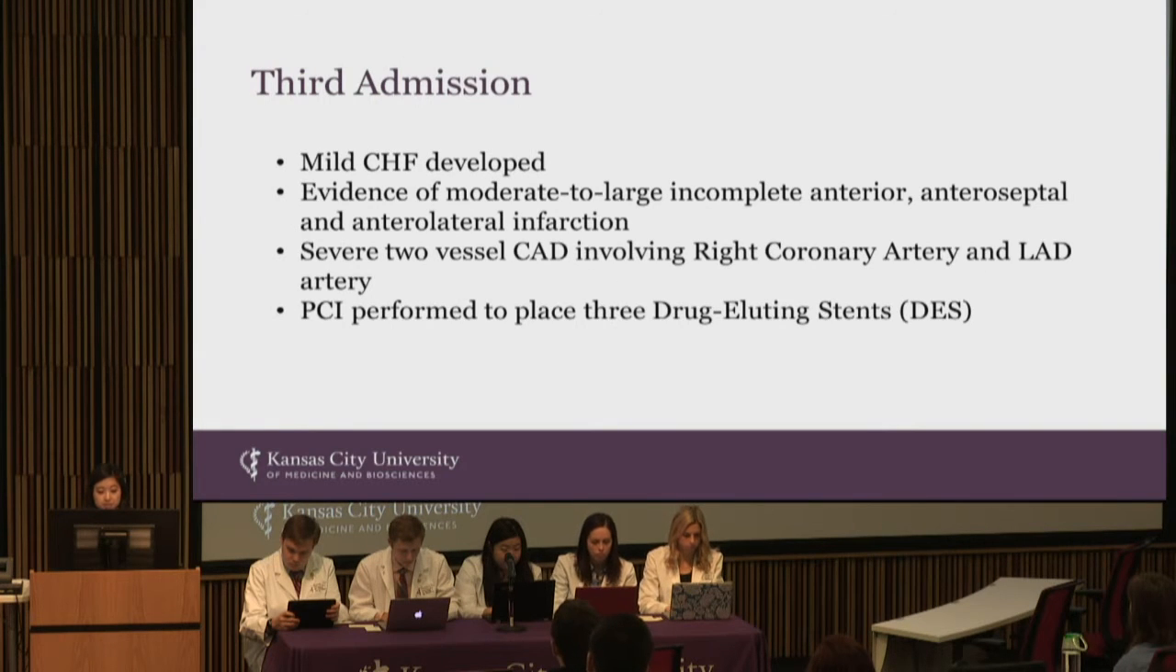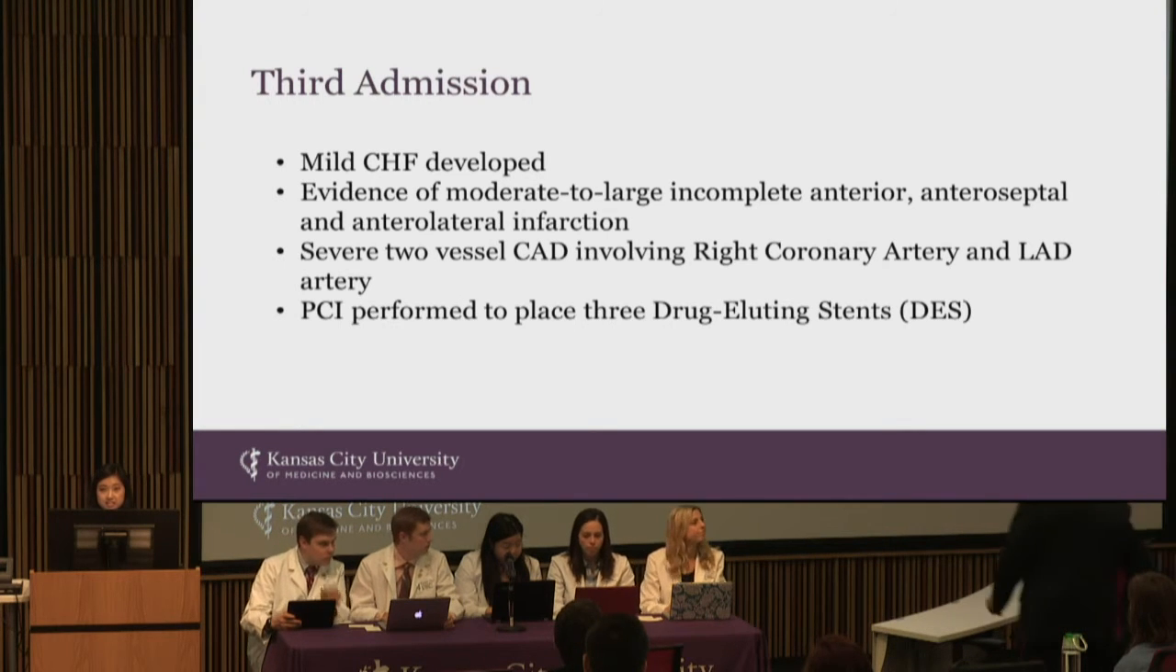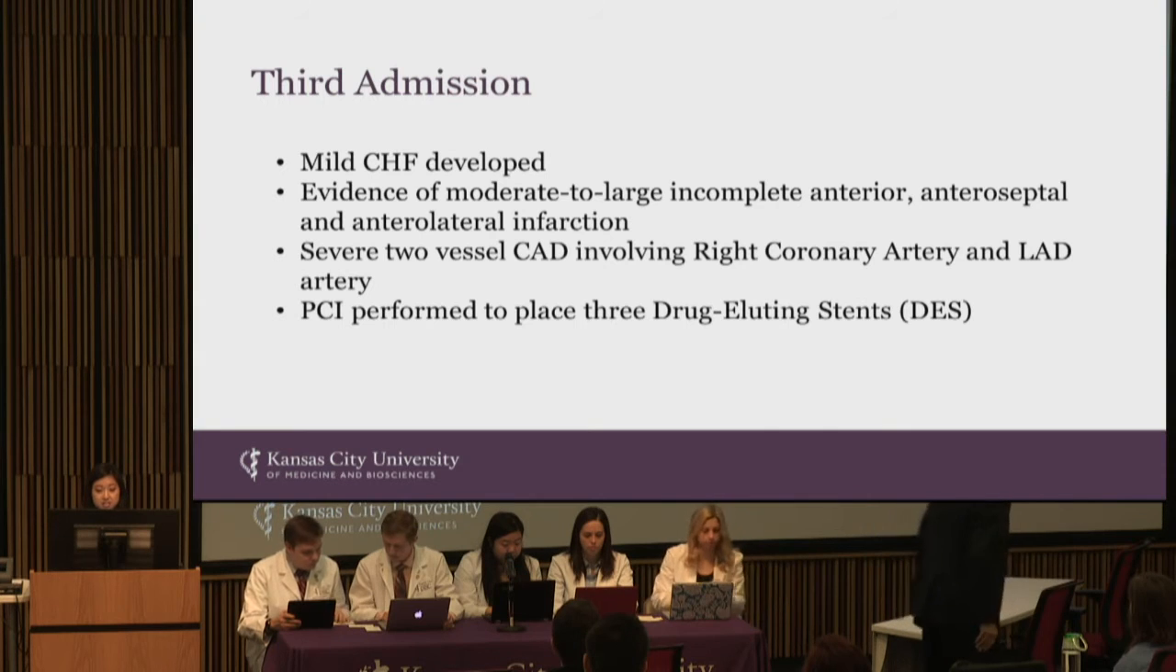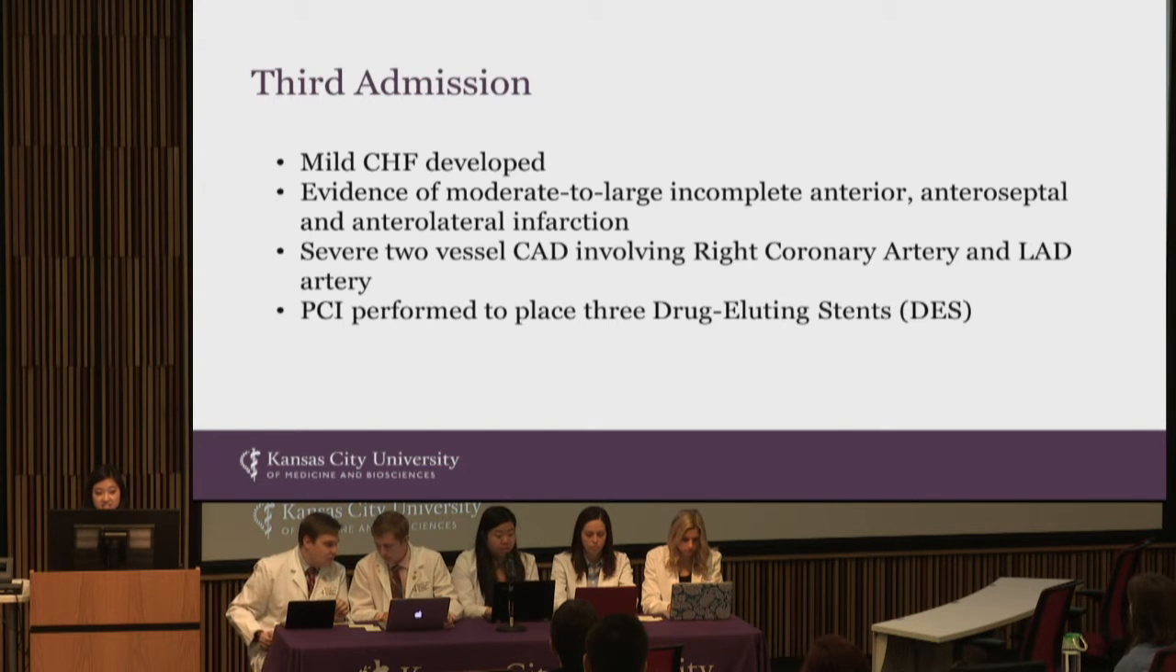The patient was readmitted a third time for congestive heart failure. A chemical stress test showed incomplete infarction in the anterior, anterolateral, and anteroseptal arteries. His right coronary artery had lesions flanking the stent, and the stent in the left anterior descending had severe restenosis. The patient underwent PCI of the right coronary artery and 3 drug-eluting stents were placed in the left anterior descending.